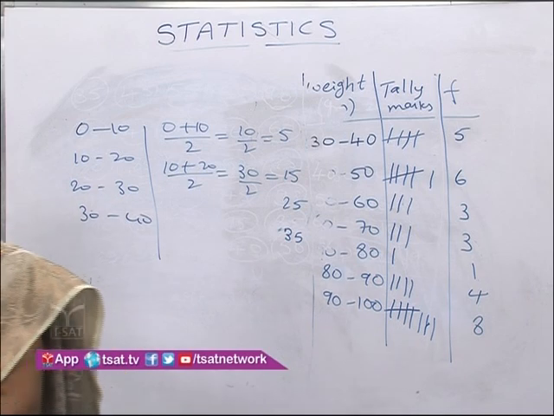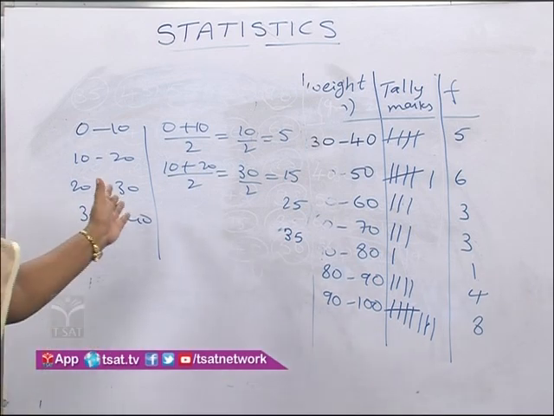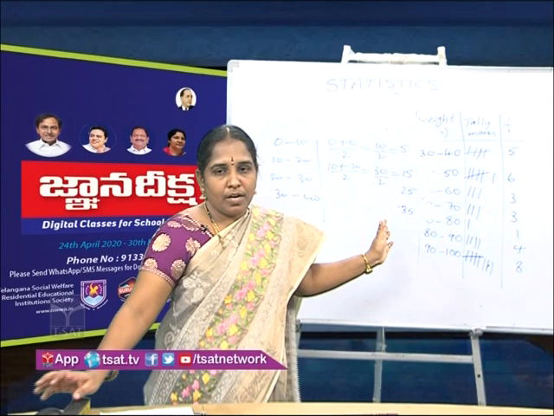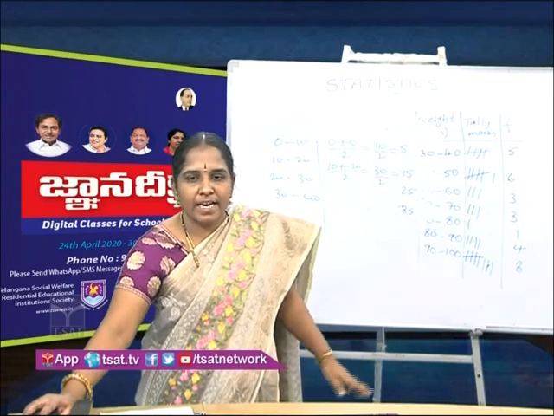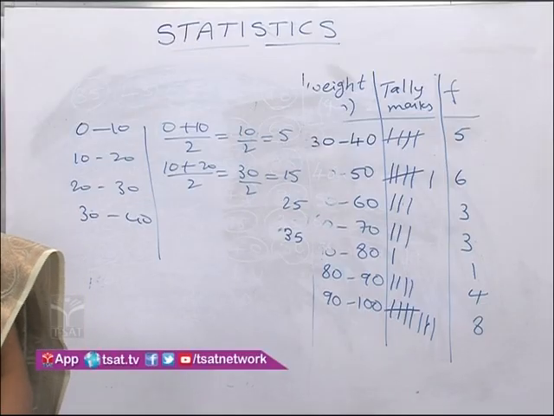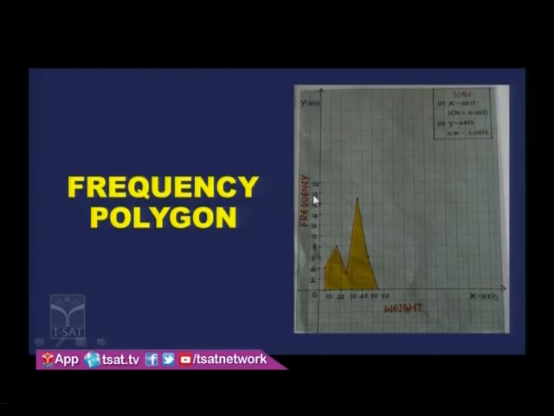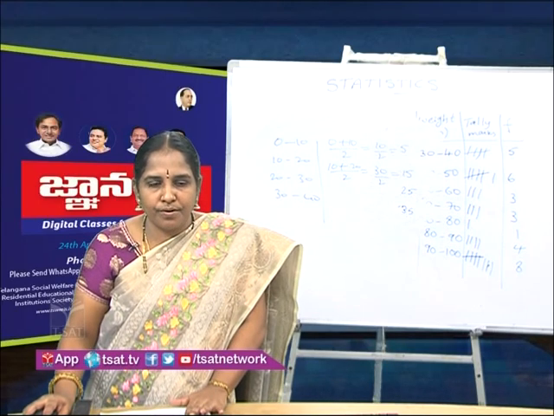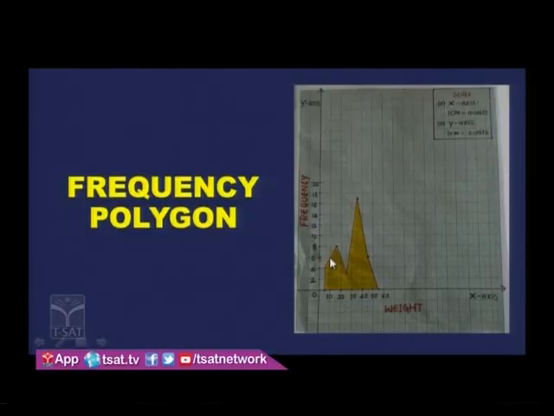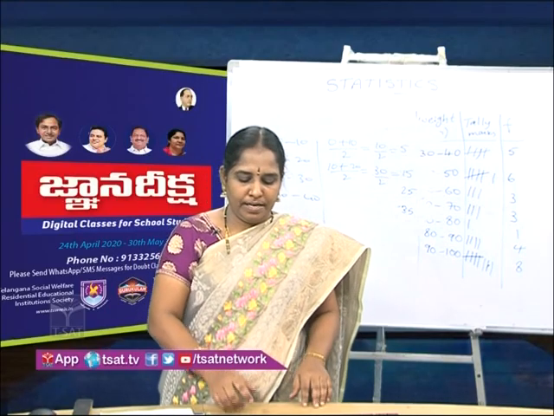Now for drawing this frequency polygon, we prepared the table with mid values. Those mid values are taken on the x-axis in this graph. On the x-axis mid values are taken, on the y-axis frequencies are taken, and for the first mid value 10, the frequency 4, opposite to 4, 10 and 4, a point is marked. After we mark all these points, we join them using a scale, then we get a frequency polygon. I hope you are all clear with this frequency polygon.